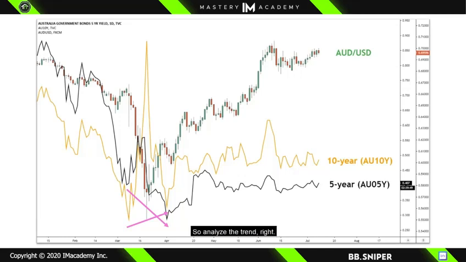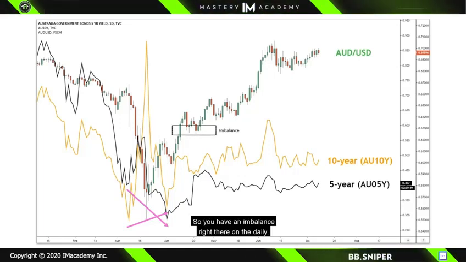So analyze the trend, right? Look at some of these candlesticks. Look for smart money concepts within this data, right? On the AUD USD candlesticks, right? Look for smart money concepts, and they're there. So I'll go ahead and show you a couple.